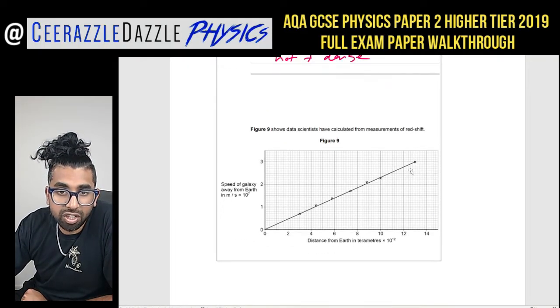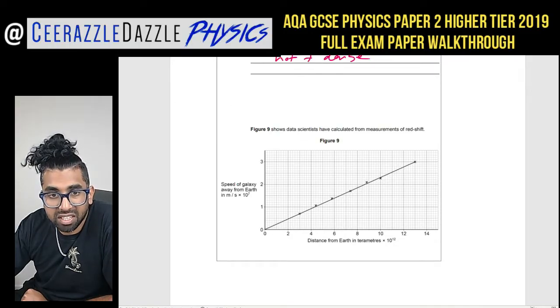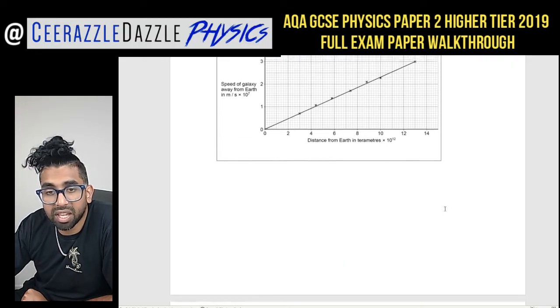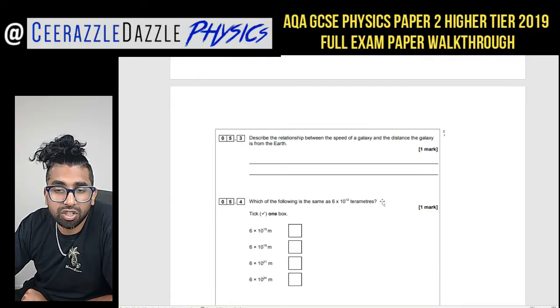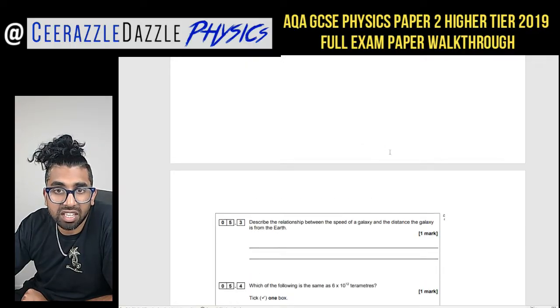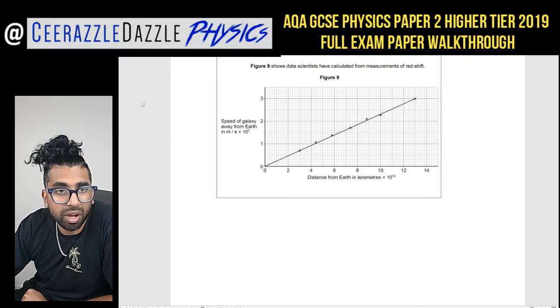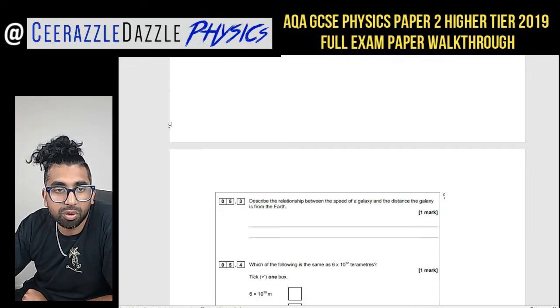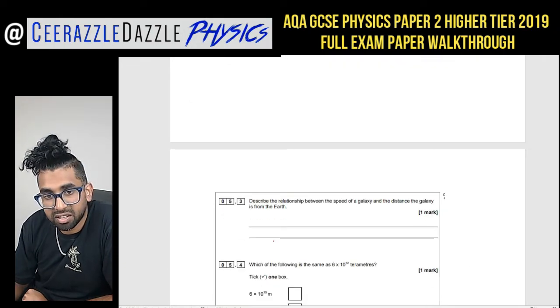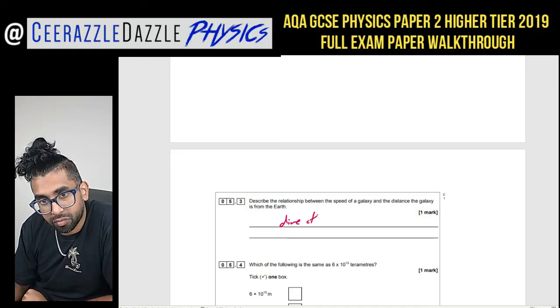Next one. Figure 9 shows data scientists have calculated from measurements of redshift: the speed of the galaxy away from Earth and distance away in terameters times 10 to the power of 12. Describe the relationship between the speed of a galaxy and the distance the galaxy is from Earth. What happens is, obviously, they are directly proportional. So the answer is going to be directly proportional.